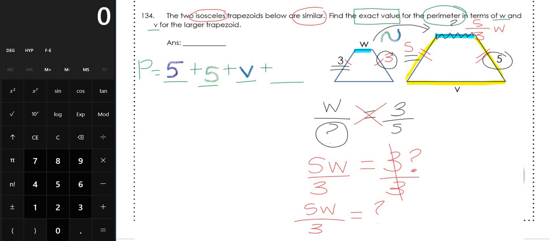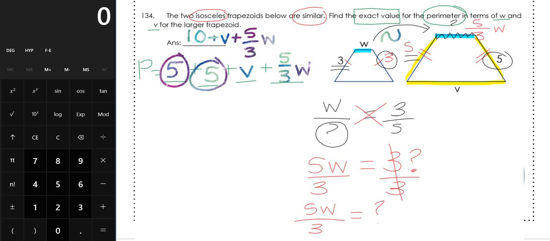They said I can keep it in terms of W and V. So for my last side, I'm going to say that it's 5/3 W. If I want to simplify my answer just one more step, I can combine the two 5s because they're whole numbers. So my final answer for the perimeter is going to be 10, the 5 and 5 together, plus V plus 5/3 W. And that answer is completely correct. It's exact, and it's in terms of W and V, meaning I use W and V in my answer.